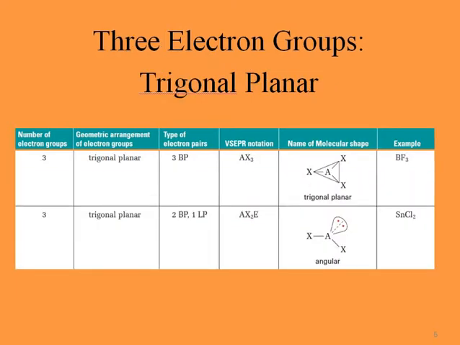Another group is 3 electron groups, which we call trigonal planar. We have 2 different types of them. In one we have a lone pair, and in the other we don't have any lone pair. Both of them have 3 electron groups, and the shape is trigonal planar. The first one, as you see here, has 3 bonding pairs, and in the second one we have 2 bonding pairs and 1 lone pair. So the first one is AX3 and the second one is AX2E. The examples are BF3, and the second one is SnCl2.